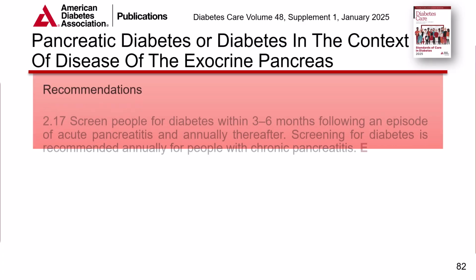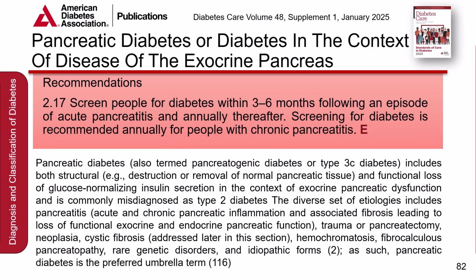Pancreatic diabetes, or diabetes in the context of disease of the exocrine pancreas. Recommendations. 2.17. Screen people for diabetes within 3 to 6 months following an episode of acute pancreatitis and annually thereafter. Screening for diabetes is recommended annually for people with chronic pancreatitis. Level of evidence C. Pancreatic diabetes, also termed pancreatogenic diabetes or type 3C diabetes, includes both structural, for example, destruction or removal of normal pancreatic tissue, and functional loss of glucose-normalizing insulin secretion in the context of exocrine pancreatic dysfunction, and is commonly misdiagnosed as type 2 diabetes.